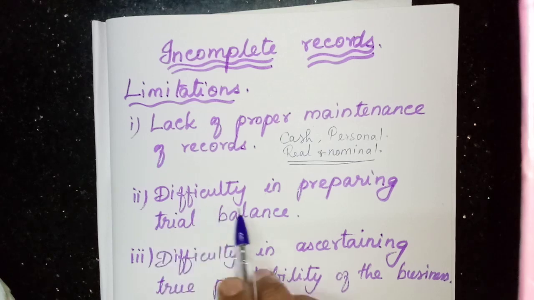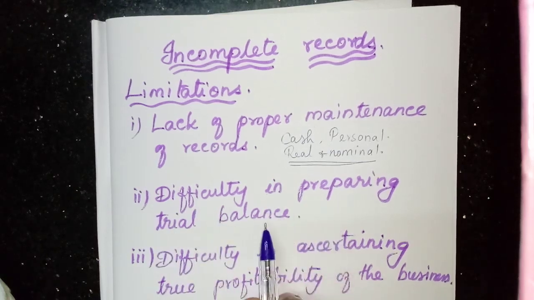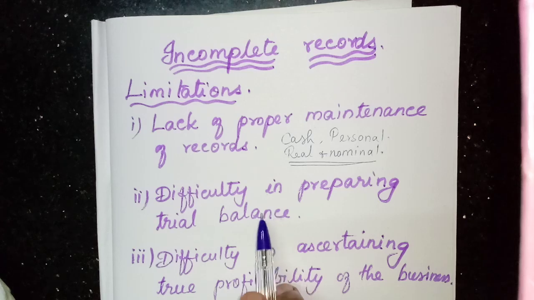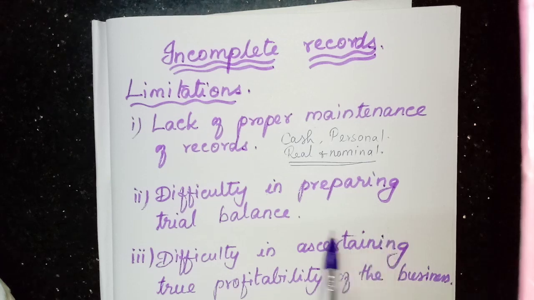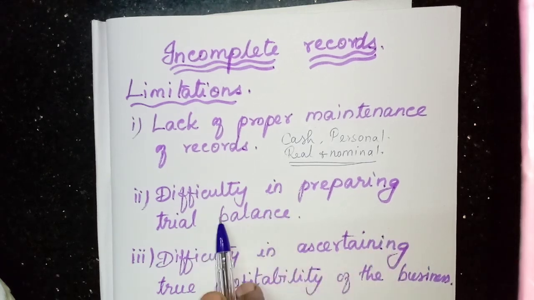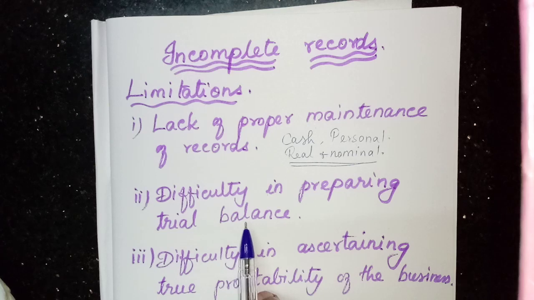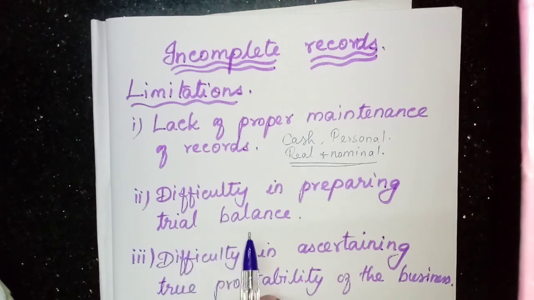Then the second one, difficulty in preparing the trial balance. We know what a trial balance is. The debit and credit balances of all the accounts in the ledger we will write, and if it is a credit balance, we will write it on the credit side. That cannot be prepared in incomplete records, because we do not record the transactions as journal entries. Without journal entries, we cannot post them in the ledger accounts. So we won't get the ledger balances, and we cannot prepare the trial balance.